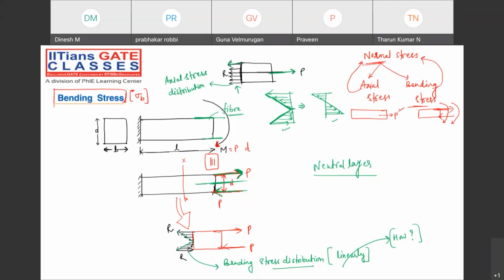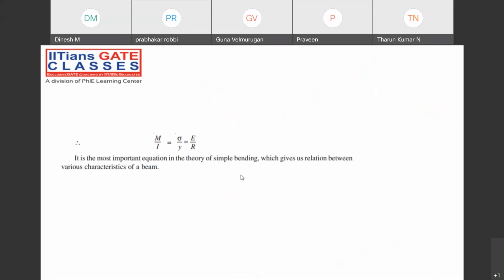So now once it is done, then please let me know. Note on the bending equation. Bending equation: M by I is equal to sigma by Y, and that is equal to E by R. Very, very important, guys.